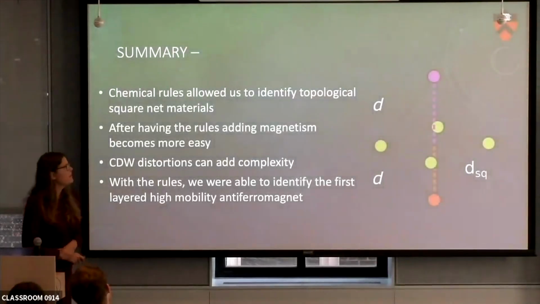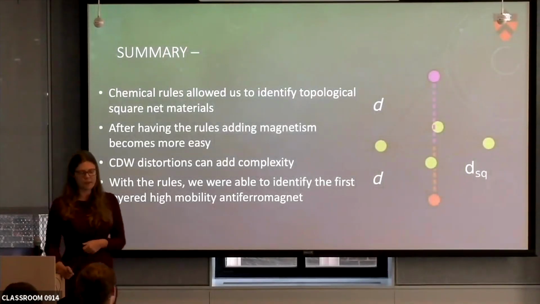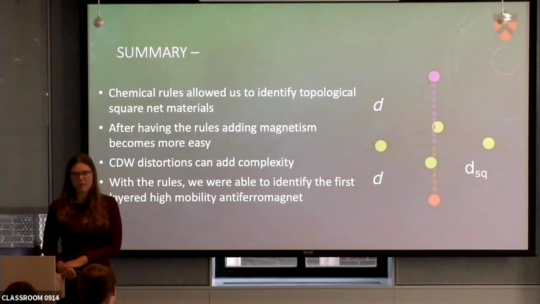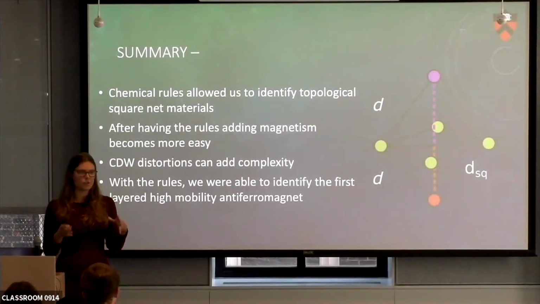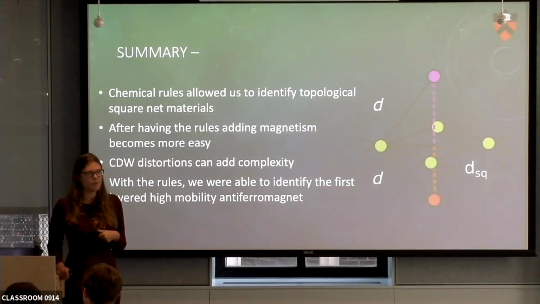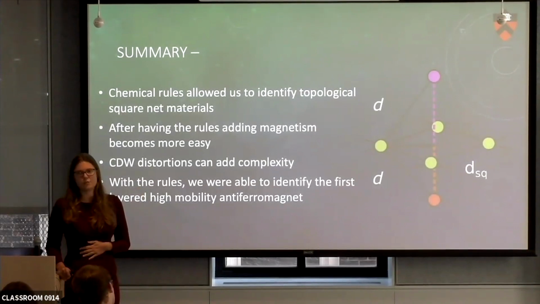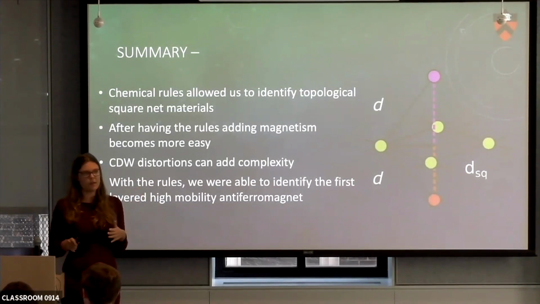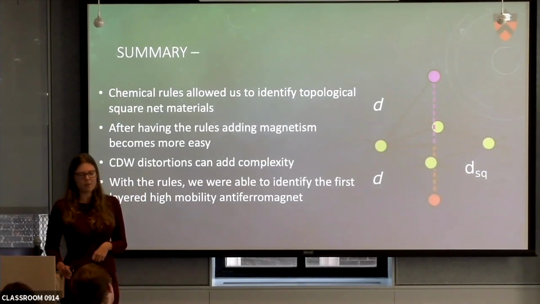And with this, I'm at the end. I hope I could show you that we can establish chemical rules based on chemical concepts for a certain structure motif of materials. And once we have these rules, we can use them to identify more materials of interest, and we can use them to find materials with magnetism as another complexity, or look for distortions and what happens at the borderline to these materials. And we could also use them to find exfoliatable materials with short crystal properties.